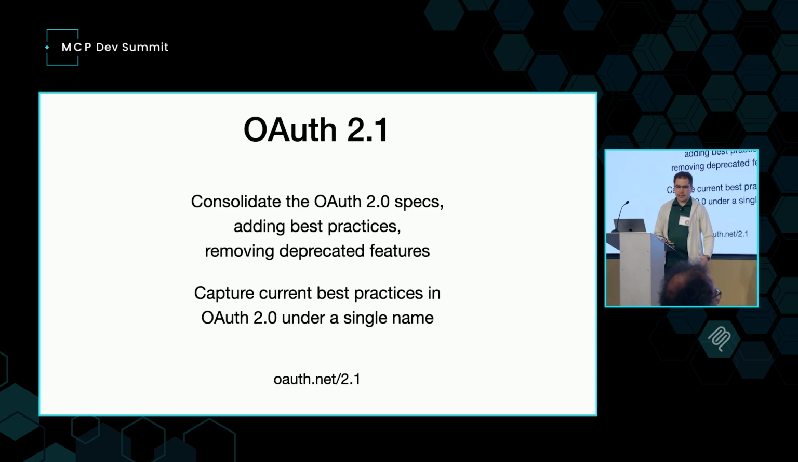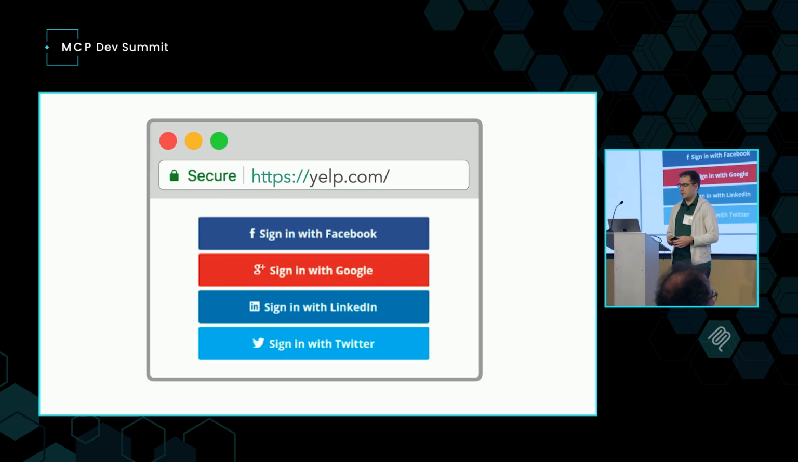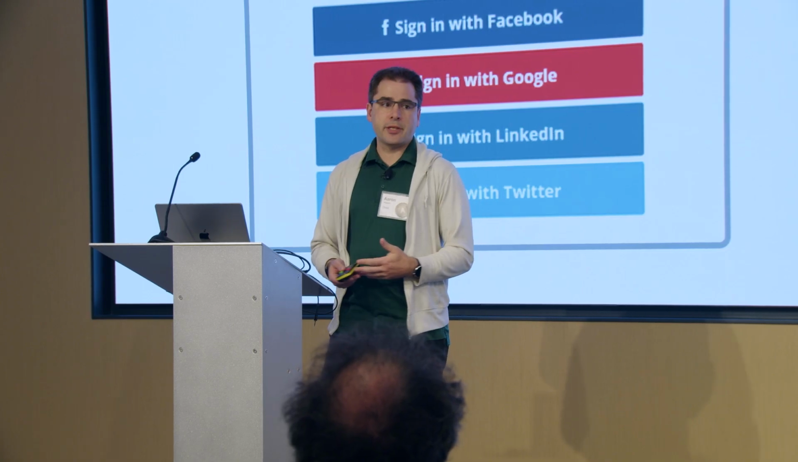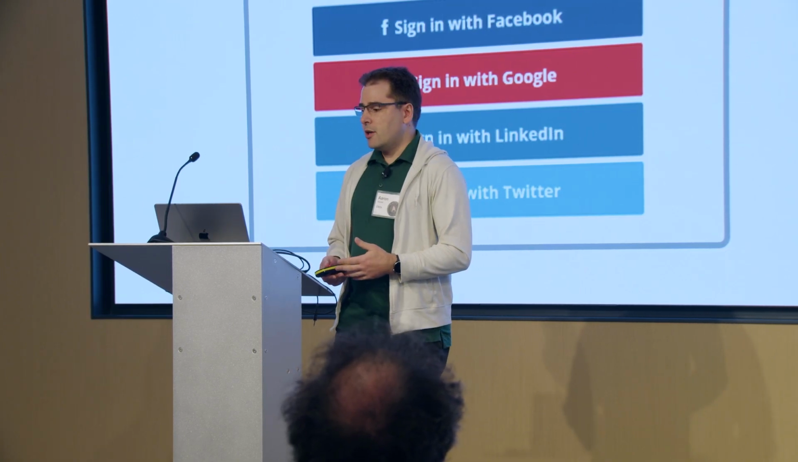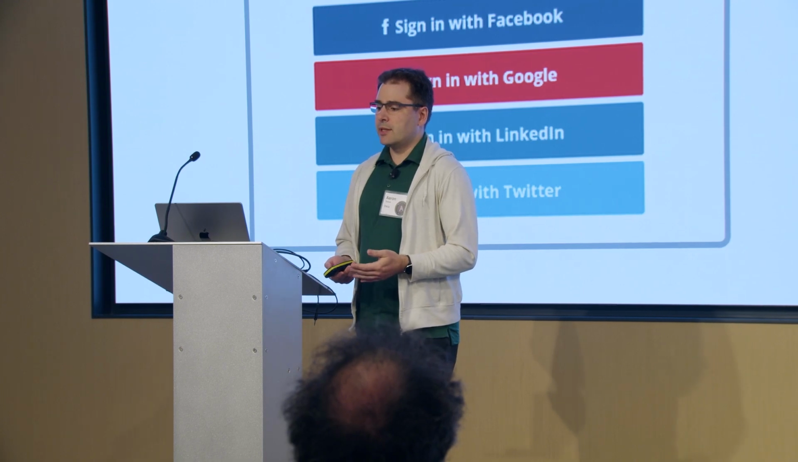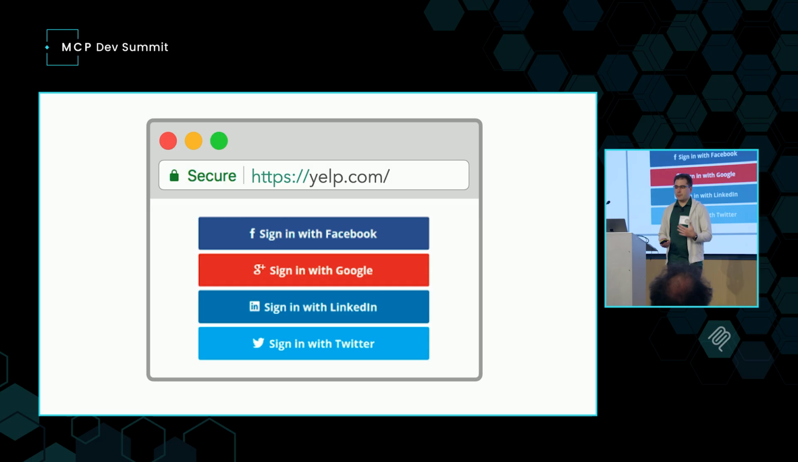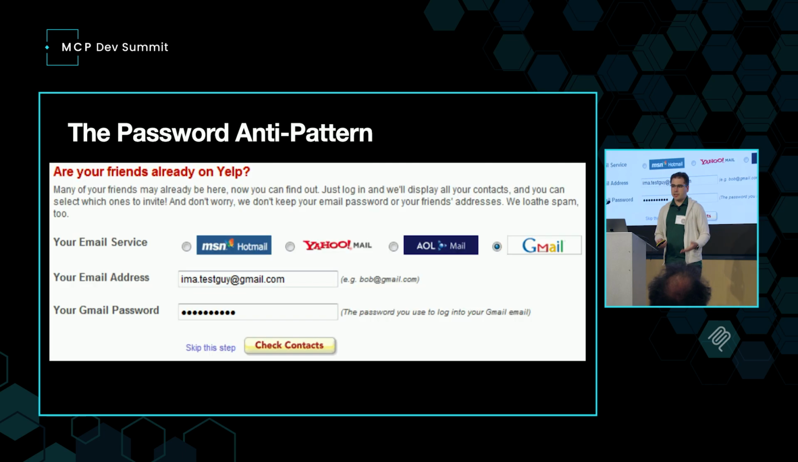But I want to go back in time a little bit and talk about how we got to OAuth in the first place, to talk about some of the problems that it solves. You might be familiar with OAuth from these kinds of sign in with buttons. That's not exactly what OAuth was created to do. It is an application of OAuth, but originally the goal of OAuth was to solve a very real problem where people were putting passwords into third-party applications.